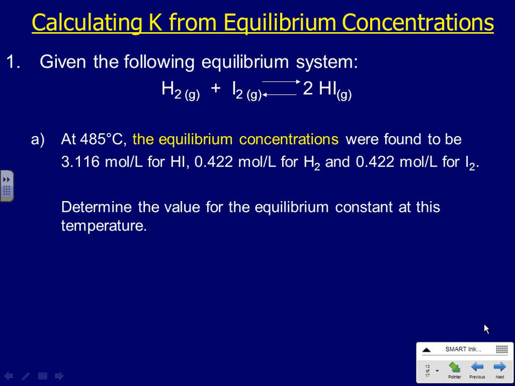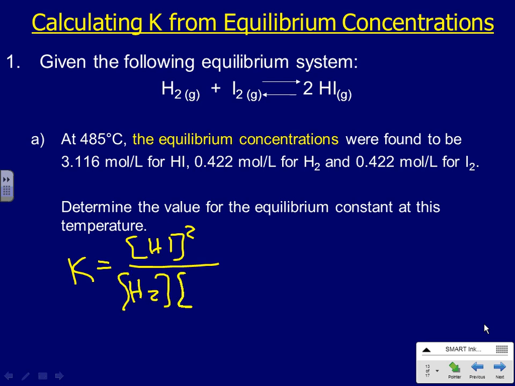So, equilibrium concentration, I'm given the E's. There's my number. Therefore, I'm simply going K is equal to, I'm going to write down an equilibrium expression law for this. They're all gases. HI squared, over H2 and I2.